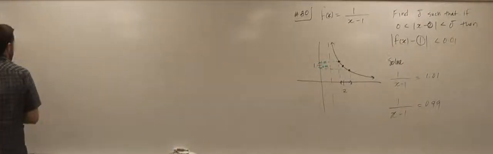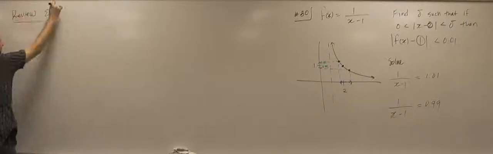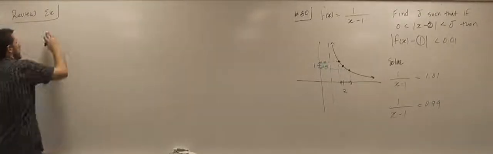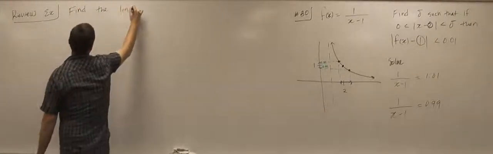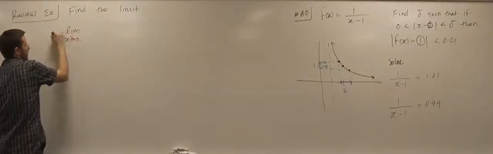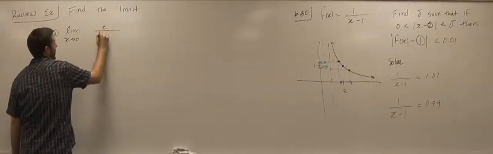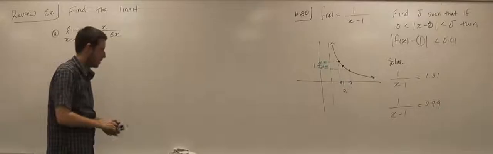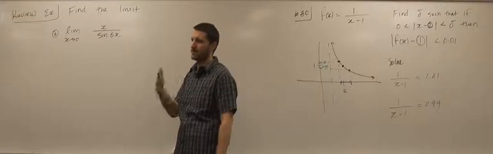Actually, let me give you some quick review examples here, just with the stuff that we ended on in 1.3. If I ask you, let's say, find the limit, and I give you something like the limit as x goes to 0 of, I don't know, x divided by sine of 5x. Remember how these work?